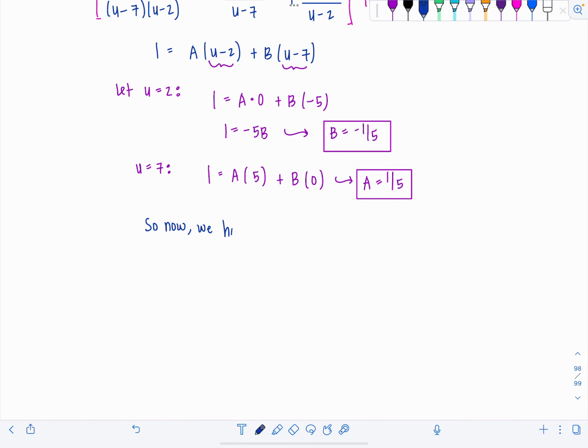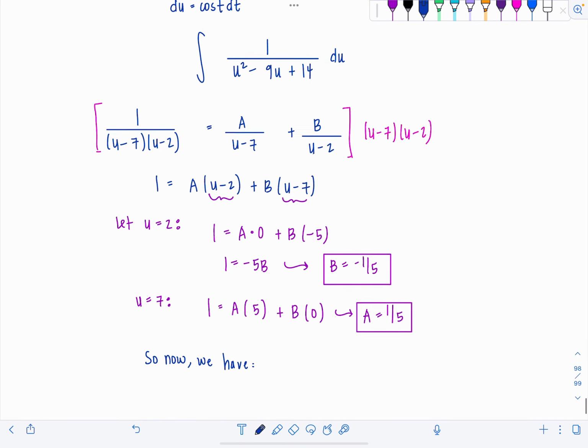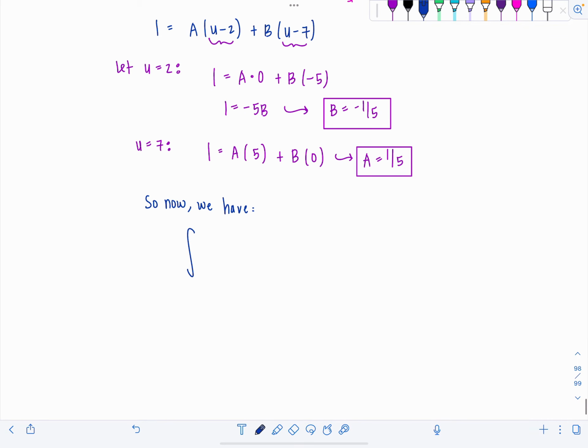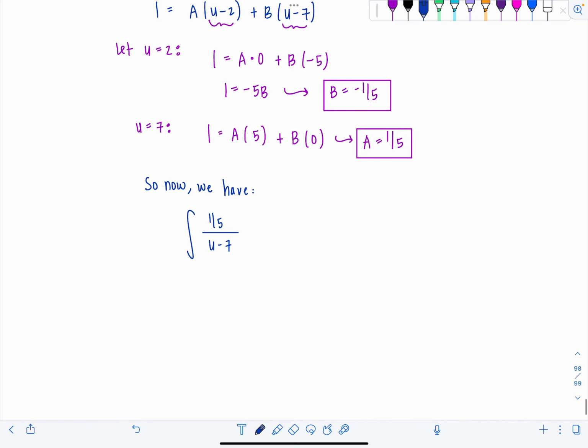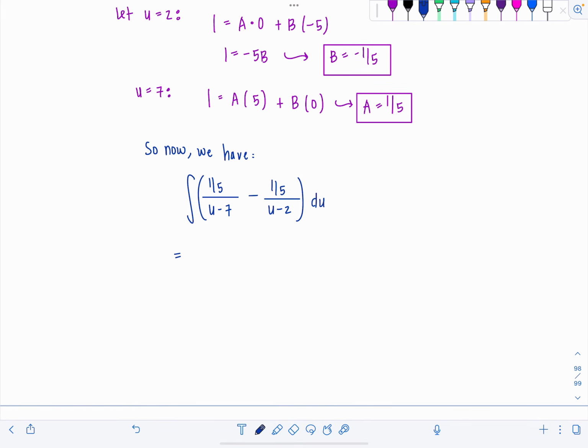Okay, so now we have the following. A was over u minus 7, so we have the integral of 1/5 over u minus 7. And then since B is negative, I'm just going to write this as subtraction, minus 1/5 over u minus 2 du. Don't forget that. And then I always encourage my students, take out the constants outside the integral whenever possible. So see, both of these terms have a 1/5. Let's pull it outside.